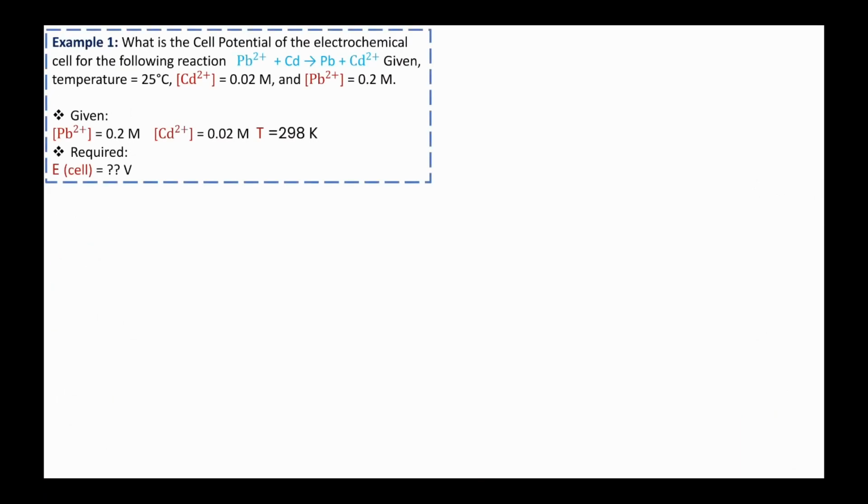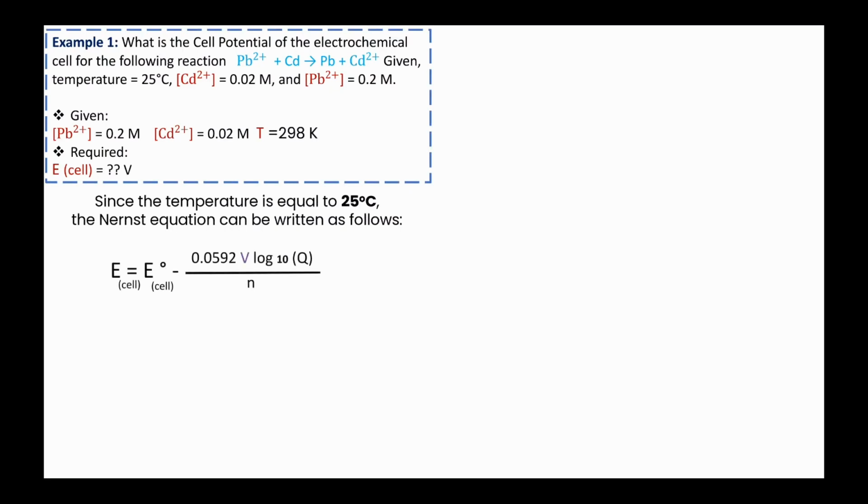Let's move to the examples. In example 1, we want to find the cell potential for this given redox reaction using the Nernst equation. First we write the given and required. The given here are the concentrations for lead and for cadmium, and the standard temperature. Since we have standard temperature here, we use this Nernst equation form.